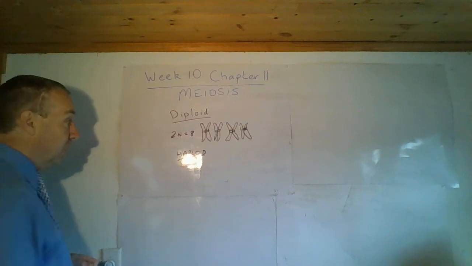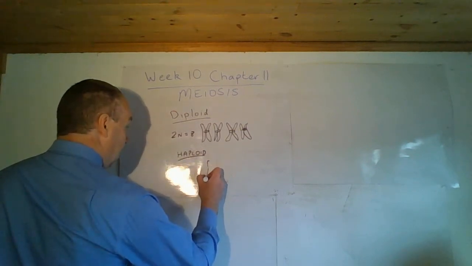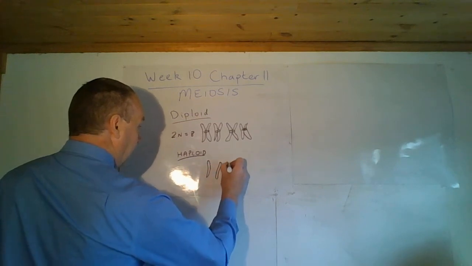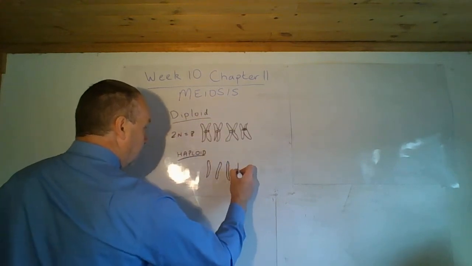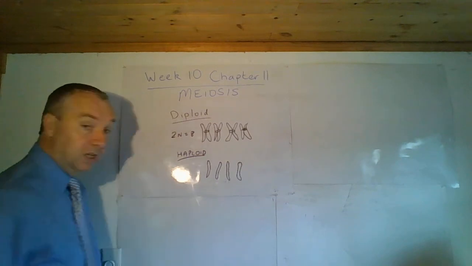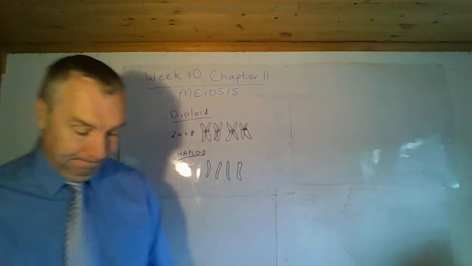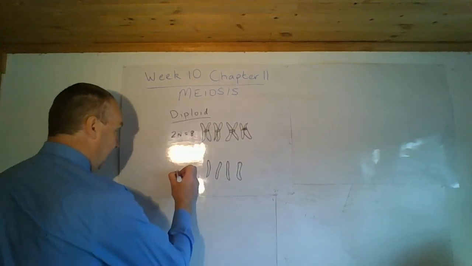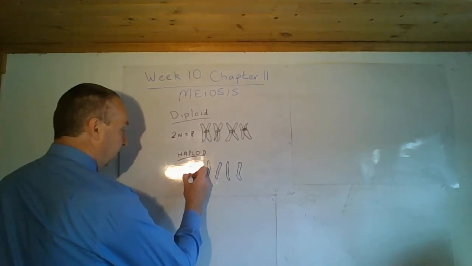So for the haploid number for this one, the chromosomes will look like this, because some of them will be split away during the process of meiosis. So the haploid number is simply n, and that will be equal to 4.